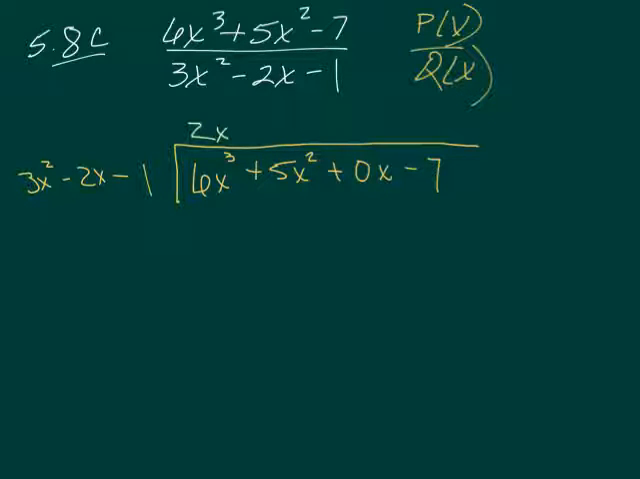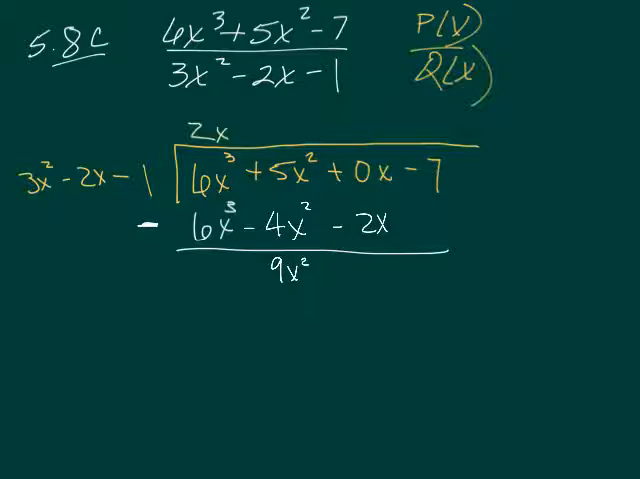So 2x times 3x squared will always give you 6x cubed here, so that those will end up canceling out, minus 4x squared minus 2x, and then we subtract. So 5x squared minus a negative 4x squared will give me 9x squared because it's adding. And then we've got 0x minus a negative 2x gives me a plus 2x, and bring down the 7.